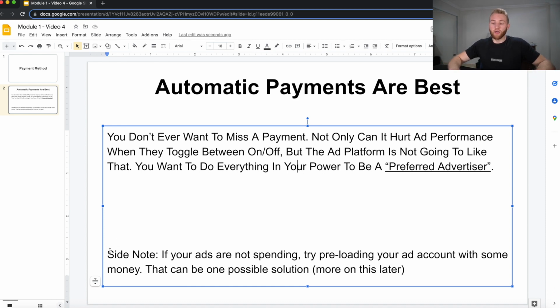So just know that. And a side note, if your ads are not spending, this is why this video is a little more important. If for whatever reason you have a spending issue where you have $100 a day that's scheduled to be spent, but it's spending 35 cents, which is actually a really common problem on TikTok, if you have automatic payments turned on, try preloading your ad account with some money. That can actually be a way to kind of break through the spending barrier, and we're going to talk about more of those in a future video because TikTok has a lot of spending problems.